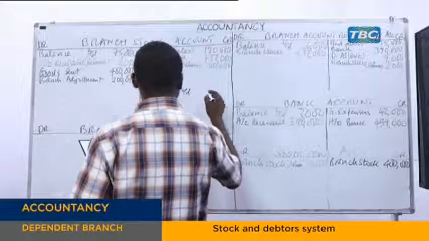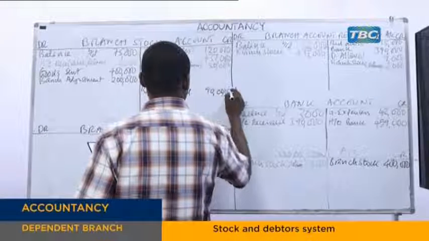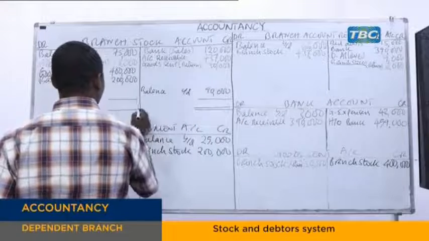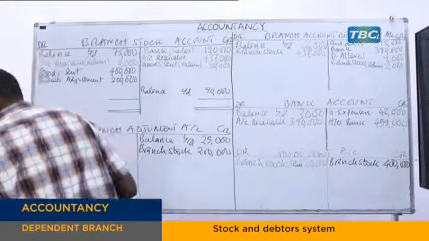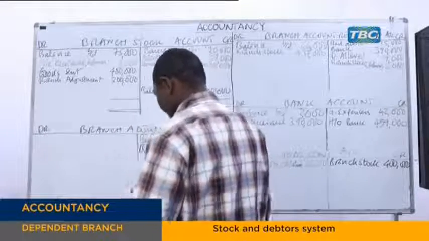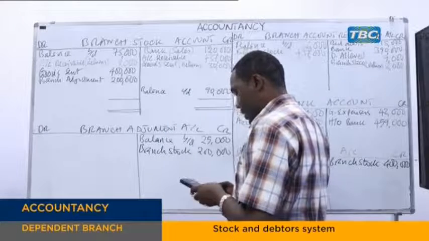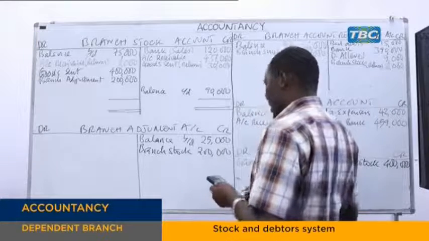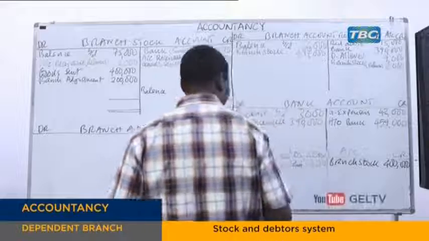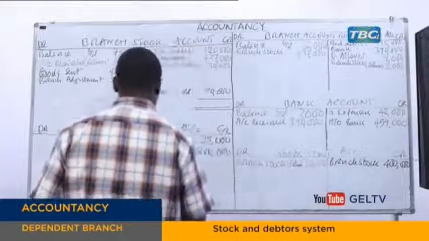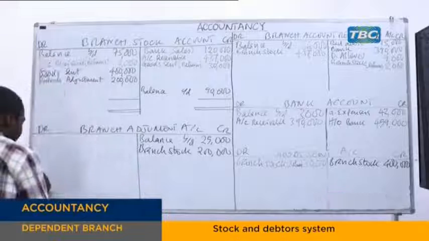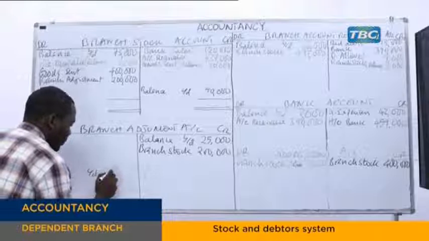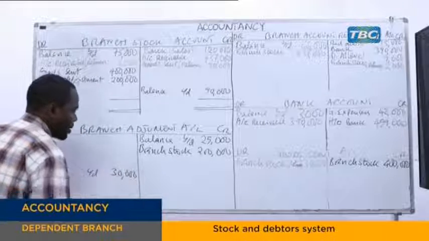So inventory, we have 90. Remember also to adjust this. 90,000 times 1/3 to get the profit loaded, because this is at selling price. So the profit loaded is 30,000, which is also going to be adjusted here as unrealized profit. We write here balance c/d 30,000.